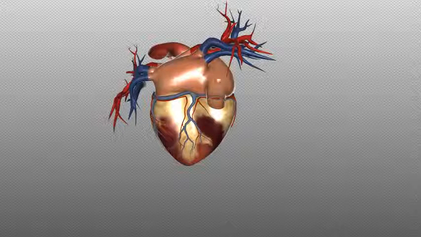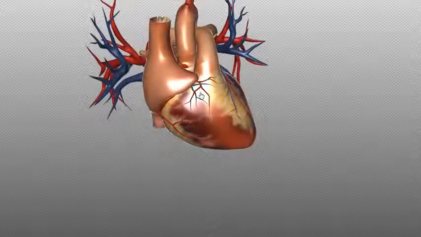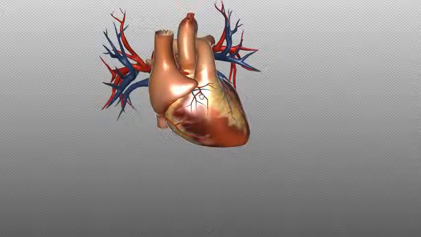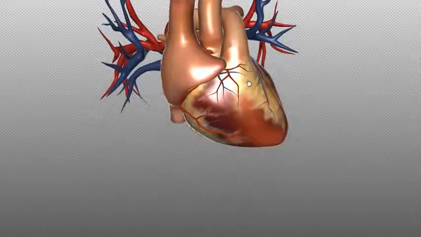So the right coronary artery supplies the right atrium and the right ventricle, and it supplies both the sinoatrial node and the atrioventricular node in most people, but remember there is a certain degree of anatomical variation.